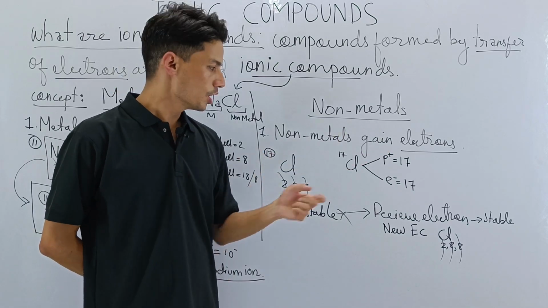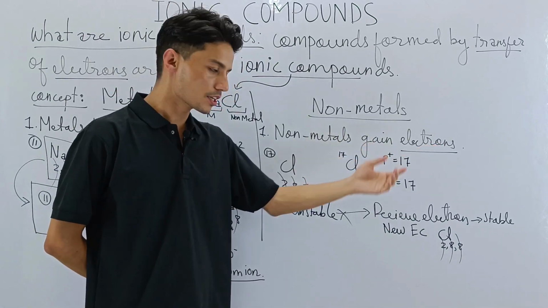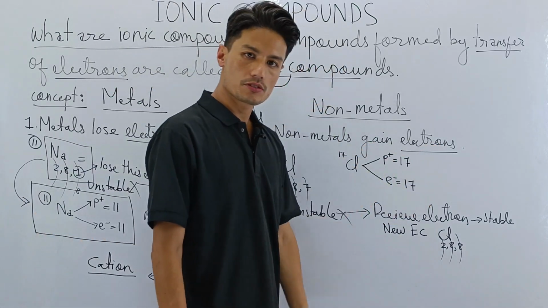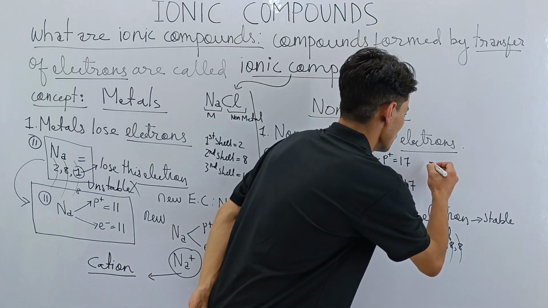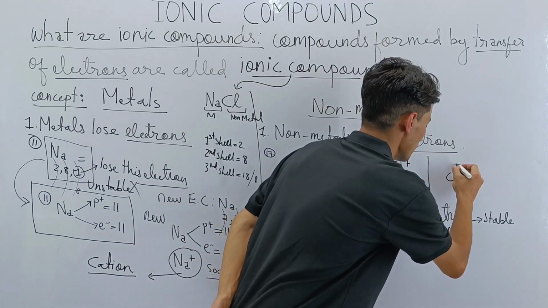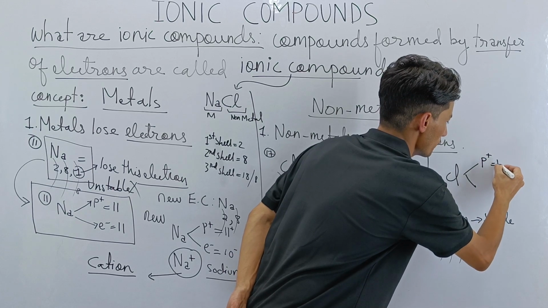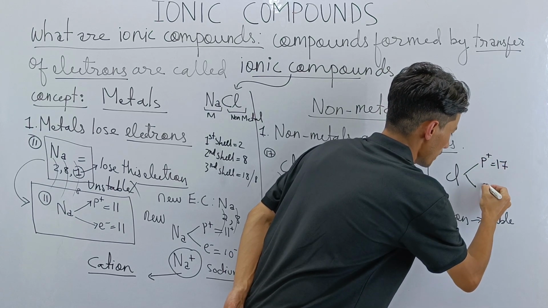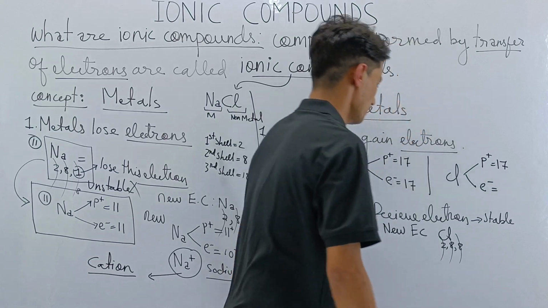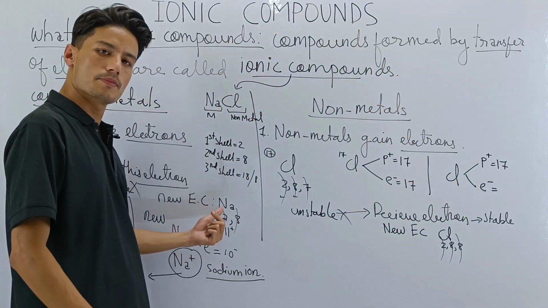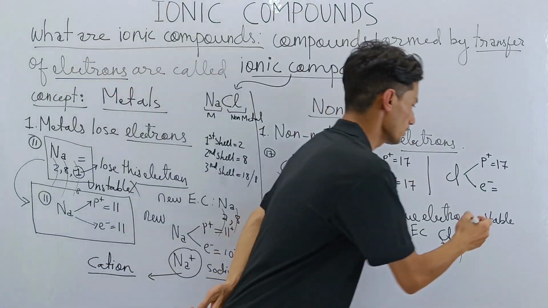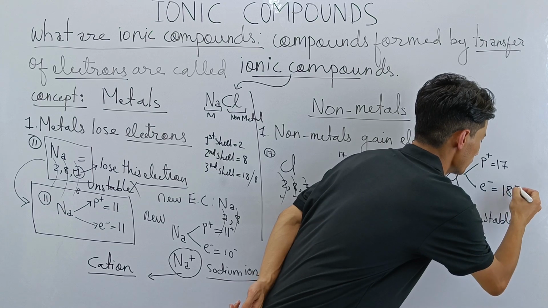But chlorine is a non-metal. Chlorine gains electrons. So it will gain one more electron. So the new chlorine will be Cl, and the number of protons is still the same, 17. But the electron number will be, because it receives 1 from sodium, isn't it? It receives 1 electron, so now the number has shot to 18 minus.